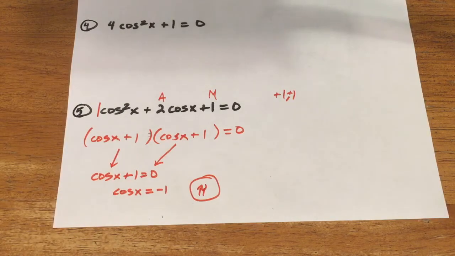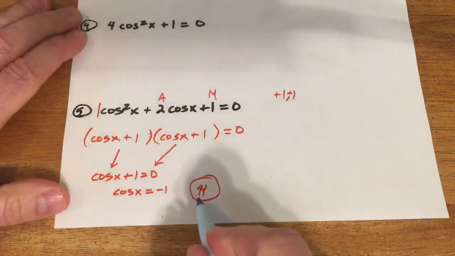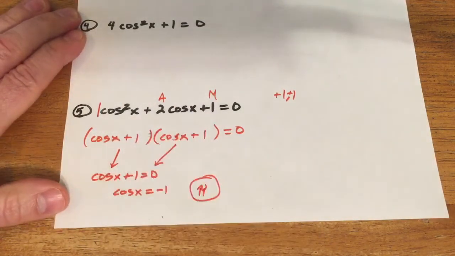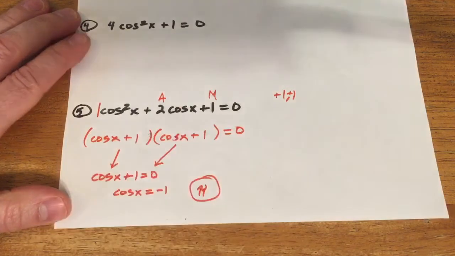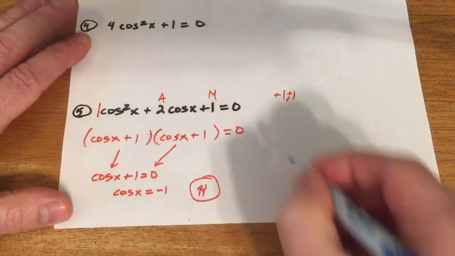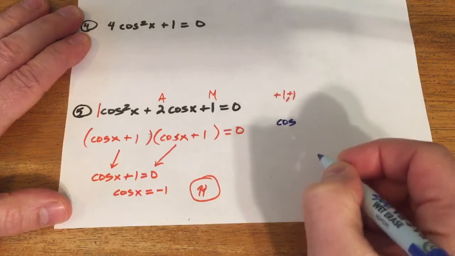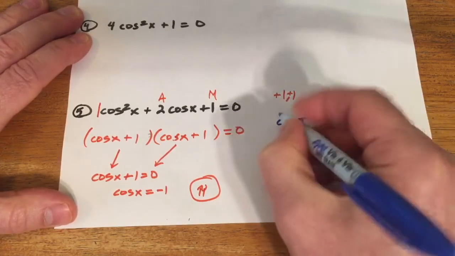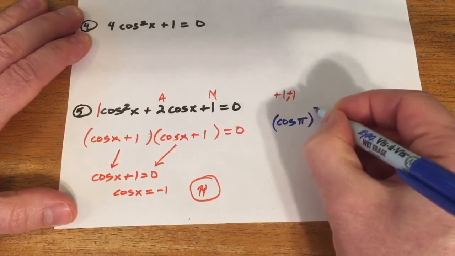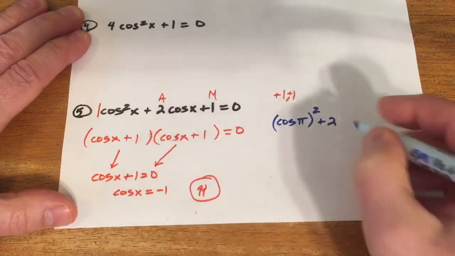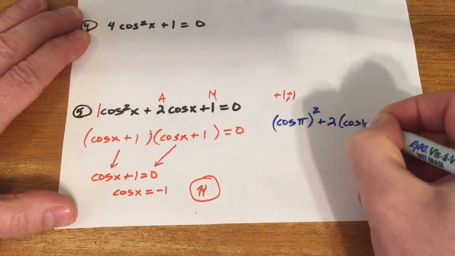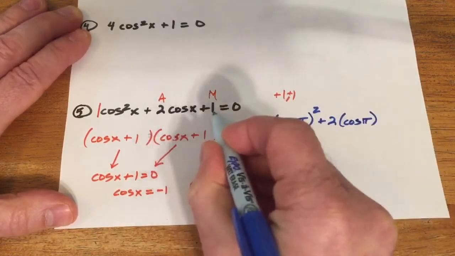Now, every once in a while, a student will say, Mr. R, I don't know if my answer is correct. Well, one way to see if it's correct is to take that answer, plug it back into the original problem. We didn't get a chance to do that in class, but let's do that here and prove that this is, in fact, an answer to this equation. I'm going to take the pi, I'm going to plug it in here, and we're going to end up getting cosine of pi. And that whole thing will be squared. Plus 2 times, plug in the pi there, cosine pi. Plus 1 equals 0.